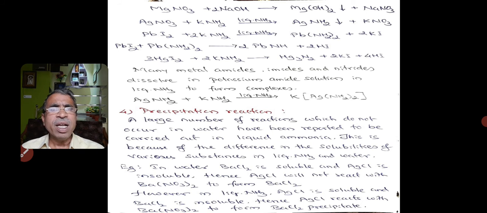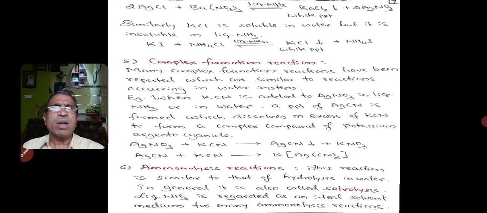However, in liquid ammonia, this is exactly the reverse case. Silver chloride is insoluble in water, but silver chloride is soluble in liquid ammonia. Barium chloride is soluble in water, but in liquid ammonia, barium chloride is insoluble. This is the beauty of this precipitation reaction. So the silver chloride, when it is treated with barium nitrate in liquid ammonia, gives barium chloride precipitate and silver nitrate.